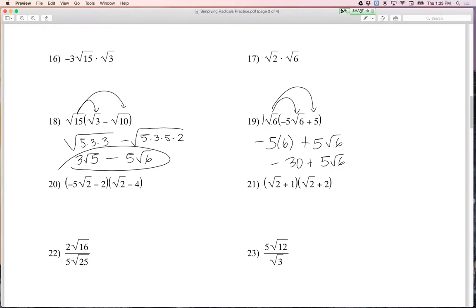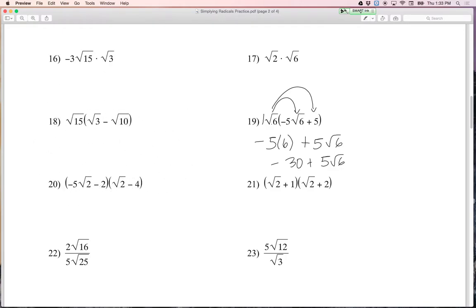What do you got to do here? Distribute. FOIL. All right? Alex just told you what to do. -5 root 2 times root 2. What's going to happen to the root 2's? Cancel, and you're just going to be left with a 2. -5 root 2 times -4. How about plus 20 root 2? -2 times root 2. Just foiling. -2 times -4.